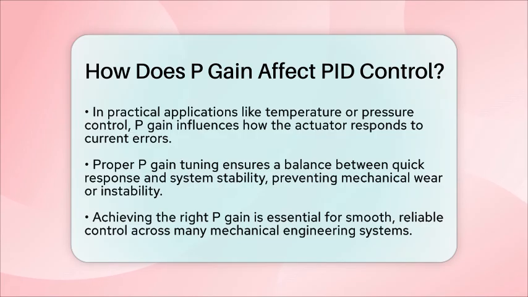Too high, and you risk instability. Too low, and the system feels sluggish. So, in essence, P gain is about balancing speed and stability. It sets how strongly the controller reacts to errors, shaping the overall behavior of the system. Properly tuning this parameter is key to achieving smooth, reliable control in many engineering applications.